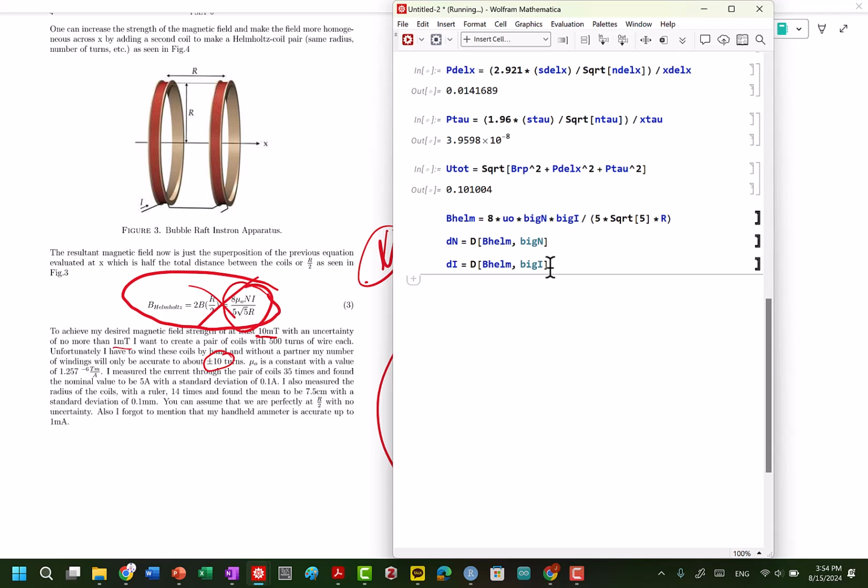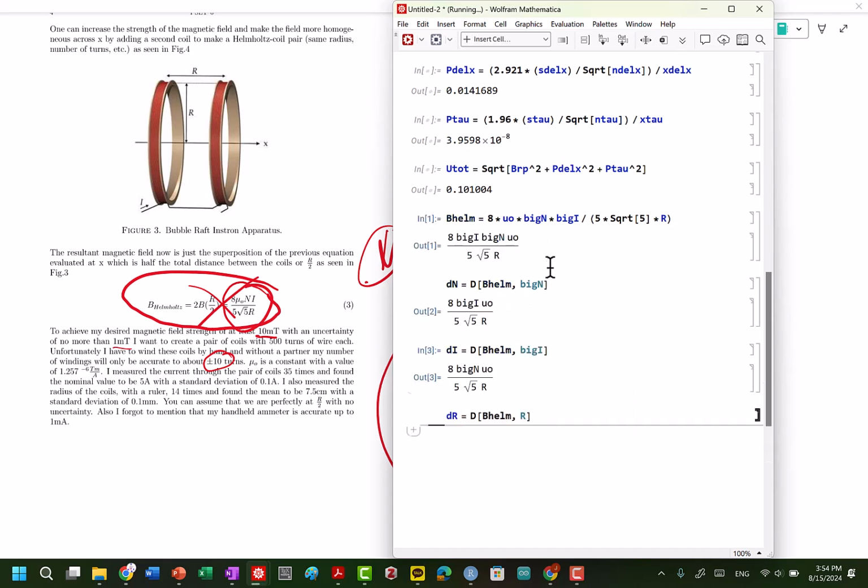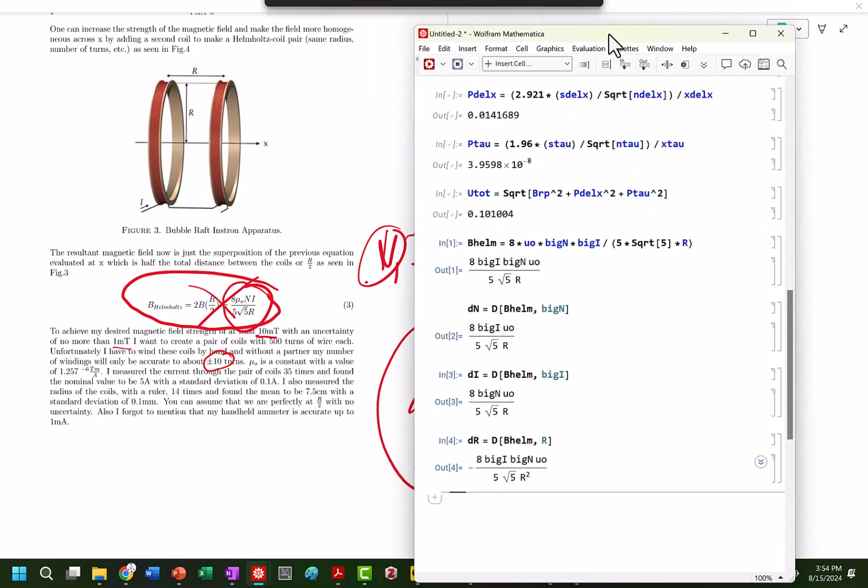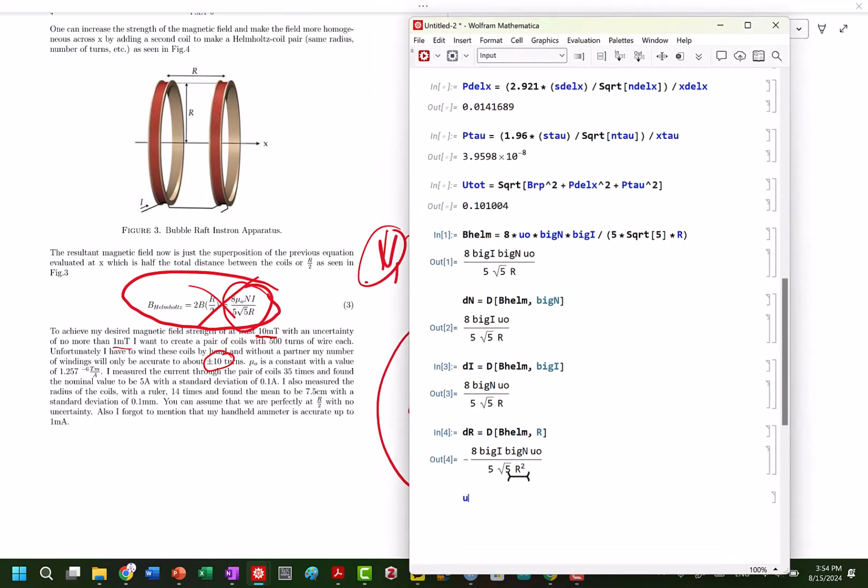And then finally, dr is going to be d B helm over R. We're also going to state, what else do we have? That mu naught is a constant, so I'm just going to type that in here. Usually I don't do that. I just kind of temporarily assign, but I'm going to do that because there's no uncertainty in this one.